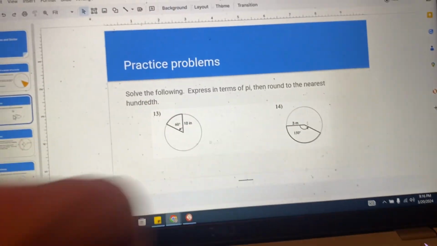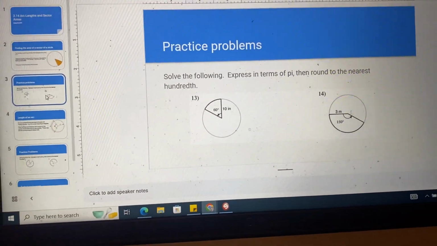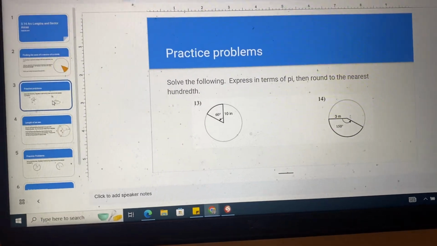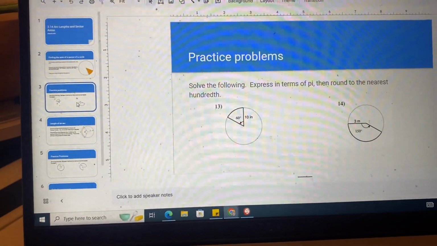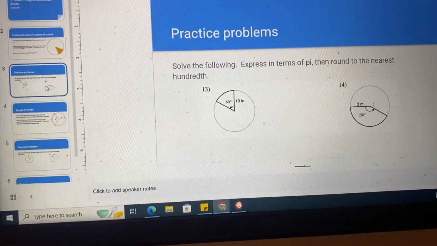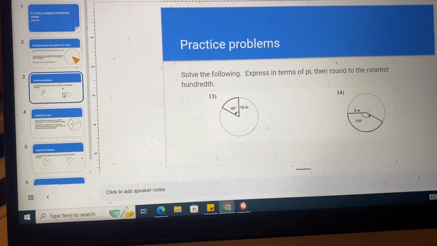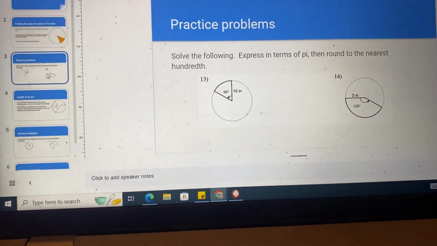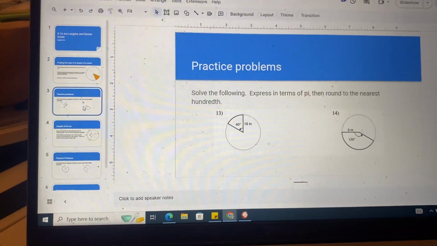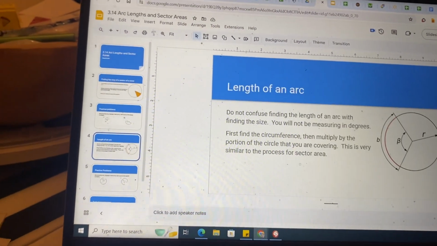On this other one, we have 3 meters. 3 squared is 9, so that would be 9 pi. Then we multiply that by 150 over 360, which is 15 over 36, which is 5 over 12. So that's 45 over 12, or 9 over 4, and it would be pi. Again, it's just reducing that fraction down, or letting Desmos do that.